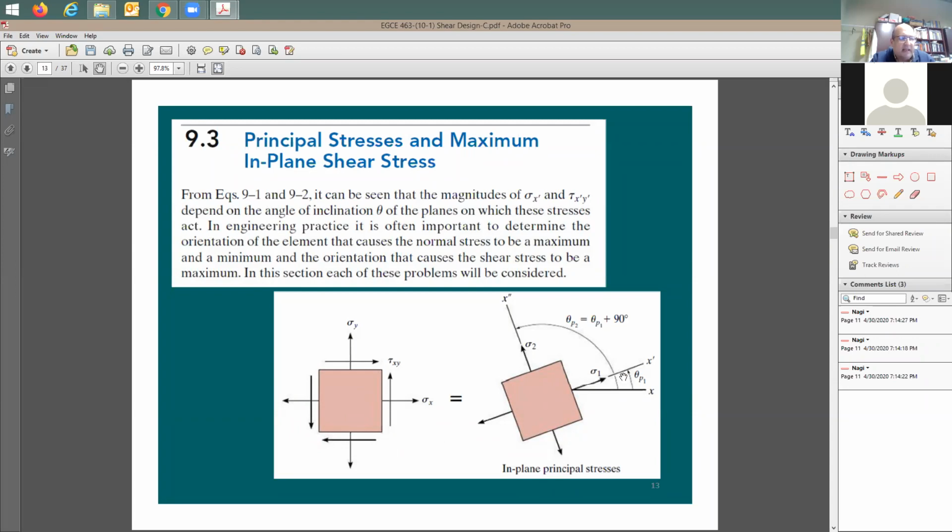We don't know the exact angle, and you need to determine this angle if you'd like to do a detailed analysis. Roughly in concrete, it's going to be at 45 degrees in our design or analysis in most cases. It's going to be close to 45 degrees.